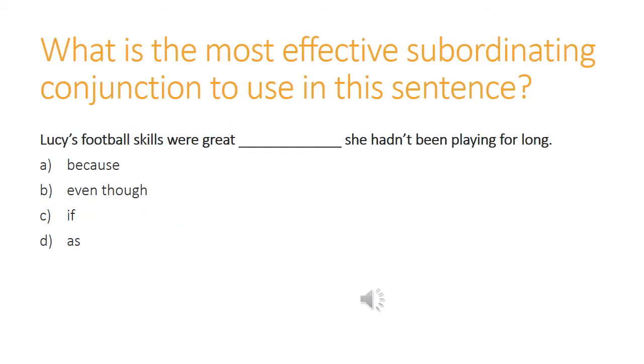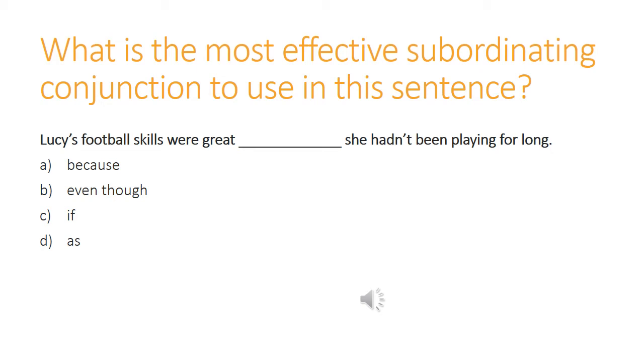So when we're writing complex sentences, it's important that we use the most effective and appropriate conjunction so that our writing will make sense. So have a look at the sentence on your screen. I've missed out the subordinating conjunction and given you some different options. Pause the video and have a look at the options. Which subordinating conjunction do you think would be the most effective and why? Okay, what option do you think? Let's have a look.